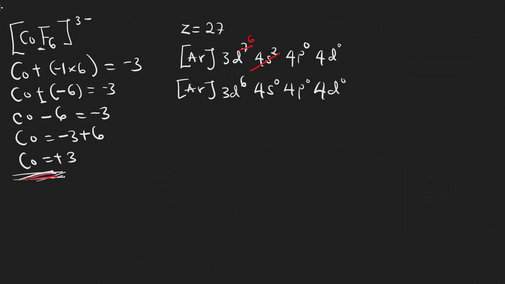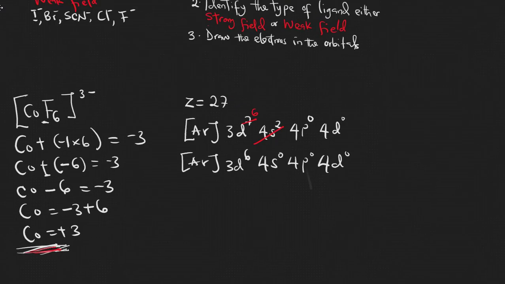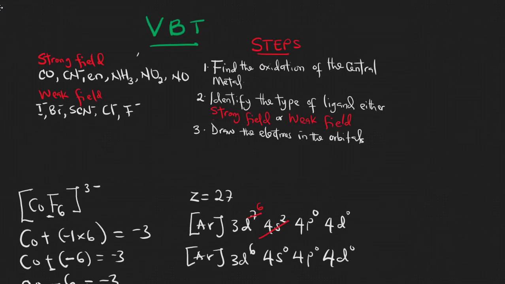So now the next thing we are going to check is the type of ligand. What type of ligand is this? Remember, in our introduction we said that we have 2 types of ligands, and we're going to see fluorine is here. Can we see it here?